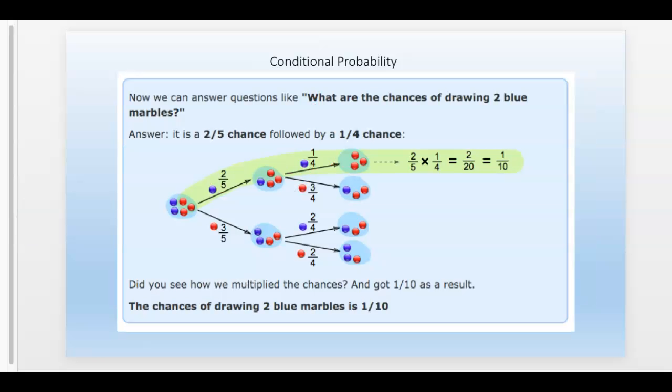So we can use this to answer questions like this. And again, we've looked a little bit at this. What are the chances of drawing 2 blue marbles? All right, so you multiply the two events together. 2/5, you see this top? And 1/4, that's the 2 blue marbles right there. 2/5 times 1/4, simplified, is 1/10, okay?